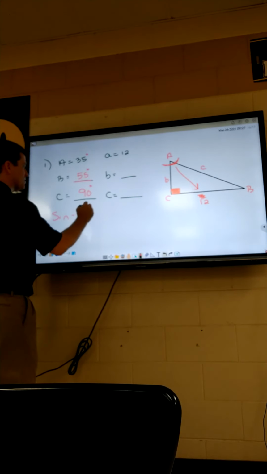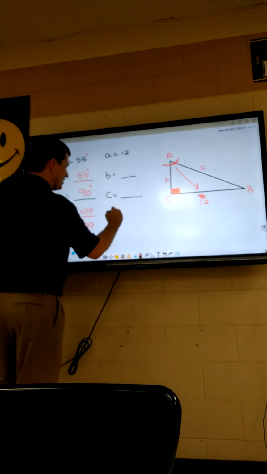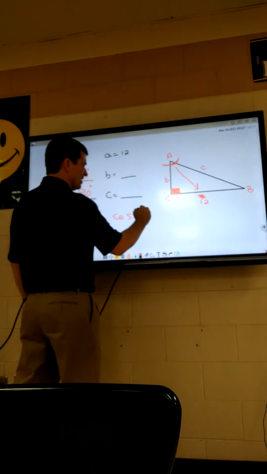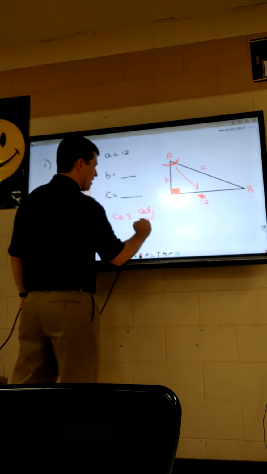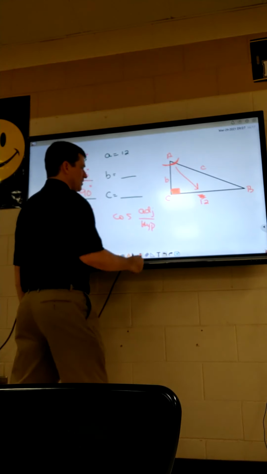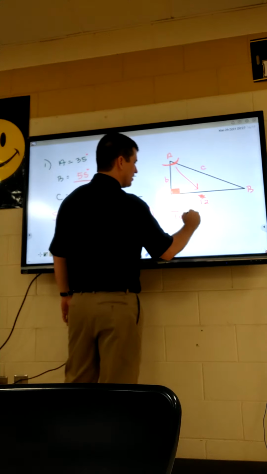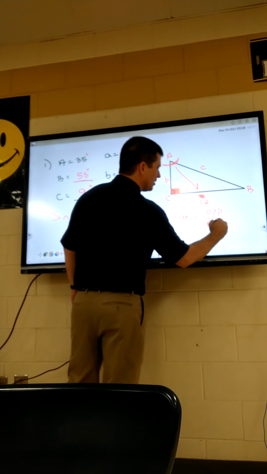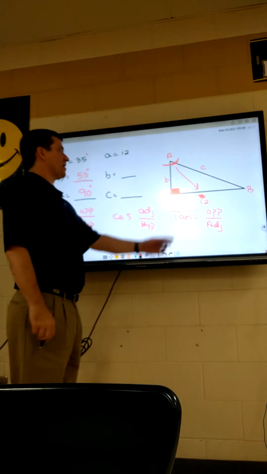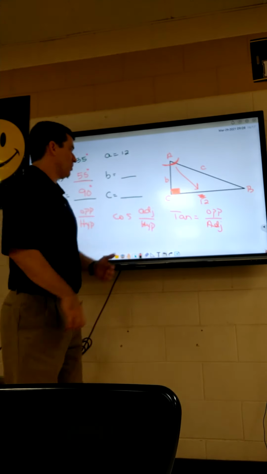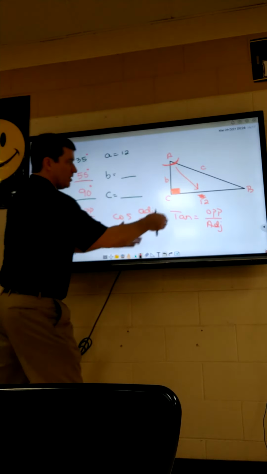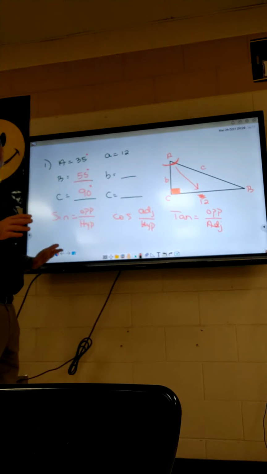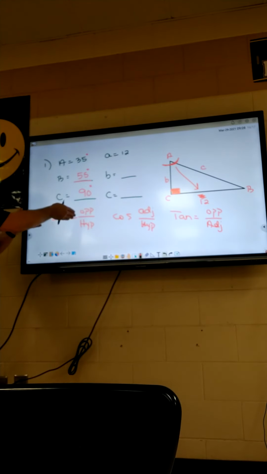Sine is opposite over hypotenuse. Cosine is adjacent over hypotenuse. And then you got tangent, which is opposite over adjacent. So if I've got to use a formula that's got opposite in it, which one can I use? I can use either sine or tangent. It doesn't matter. You'll get the same answer. So I'm going to use sine.